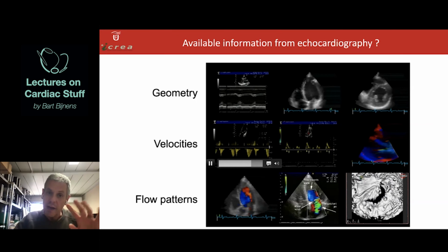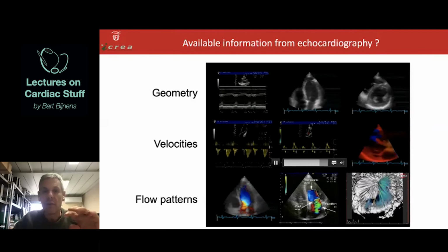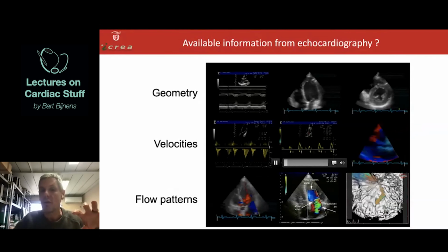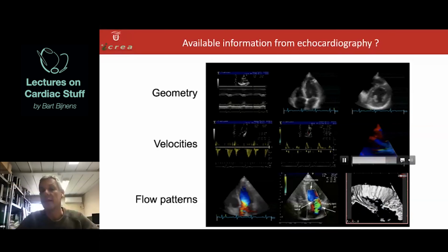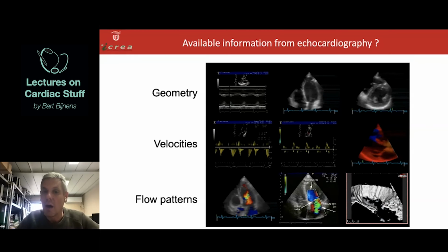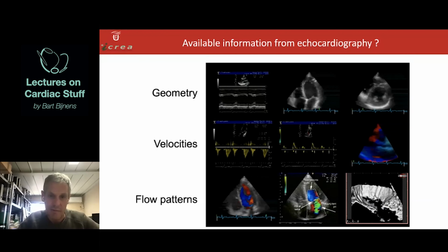And Doppler, on the one hand, we have blood pool Doppler, right? Continuous wave, pulsed wave, we'll come back to that in a minute. But we also have tissue Doppler, where we can look at the velocities of the myocardium and try to get dynamic information from that also.